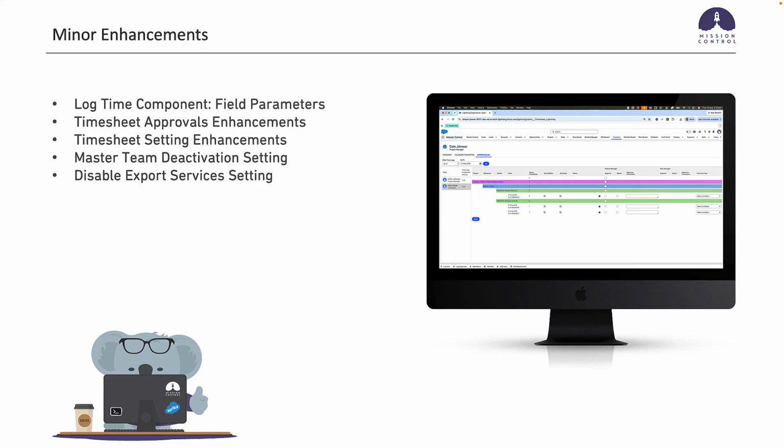We've also made some enhancements to the timesheet approvals where you can have preset views. So whether you're looking at all time logs that need approval, everything within the last week or a certain period. And a couple of additional settings on the timesheet, the ability to turn off the master team deactivation, and introducing a new setting that allows you to disable all export services if you don't want people being able to import or export things like the Gantt chart PDF, the Gantt chart PNG, and so on.